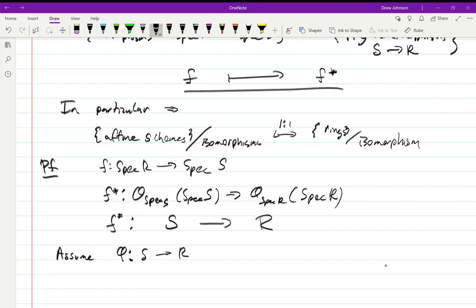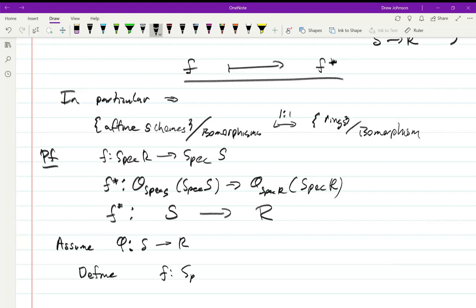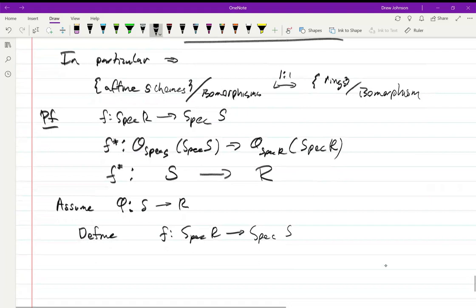Then we can define a map of topological spaces f from spec R to spec S just by taking a prime ideal. So P is a prime ideal in R, and we'll map it to phi inverse of P. Okay, and if you remember from commutative algebra, the inverse image under a ring homomorphism of a prime ideal will again be a prime ideal. So this makes sense.